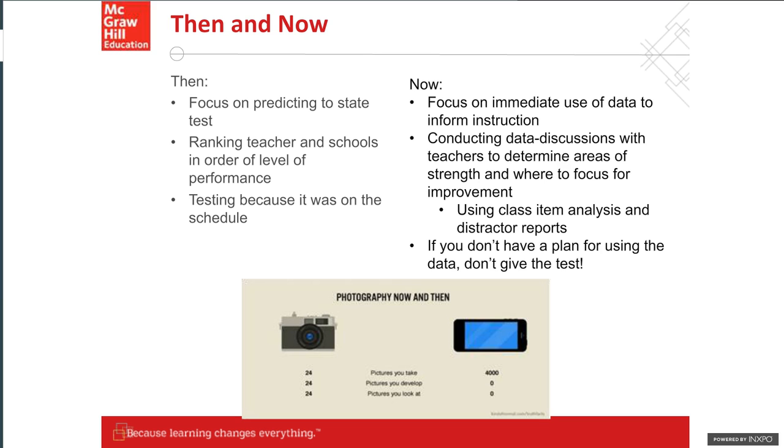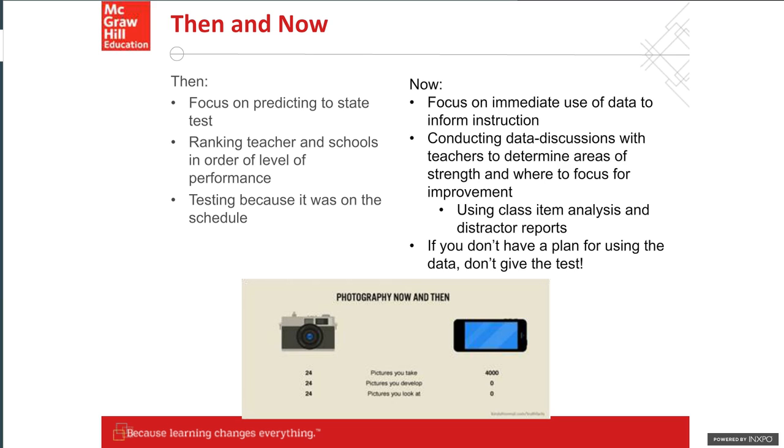So here's a little bit about the then and now of the district, and how we've moved with acting on our data. Before, we really focused on predicting the state test. Students took the interim assessment, and we would get a score that predicted how well they would do on the state test. We don't do that anymore. Acuity does offer that, and will offer it with the new readiness tests, but we're now much more focused on immediate use of the data to inform instruction.